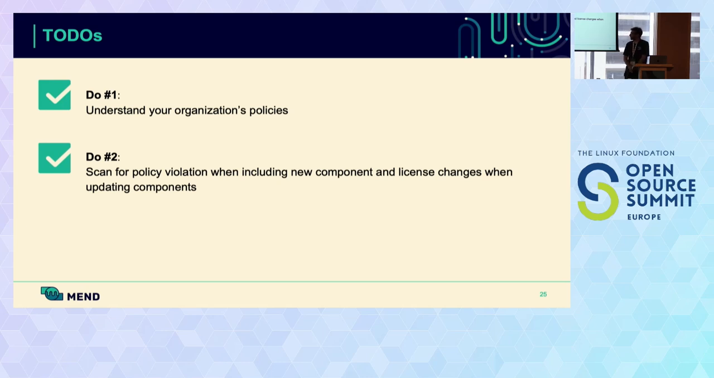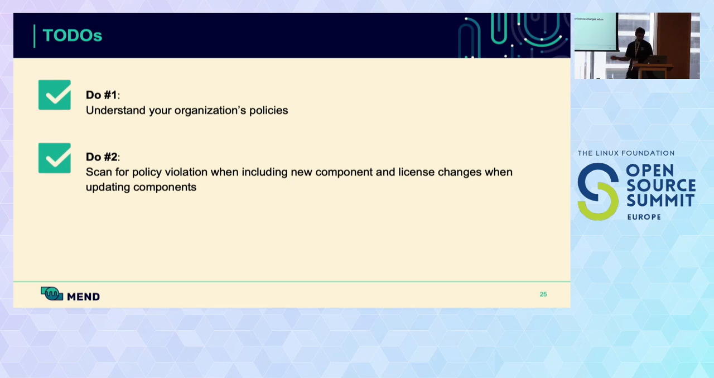And the second, from an organizational standpoint, is that you need to make sure that, first of all, you have these policies, and that you're also scanning and making sure that when a new component is included, it has an acceptable license for you. And also, during upgrades, you need to make sure that the license isn't changing. So a dependency in version 3.0 can have license X, and 3.1 can already have license Y. You need to make sure the license stays consistent when you're upgrading.